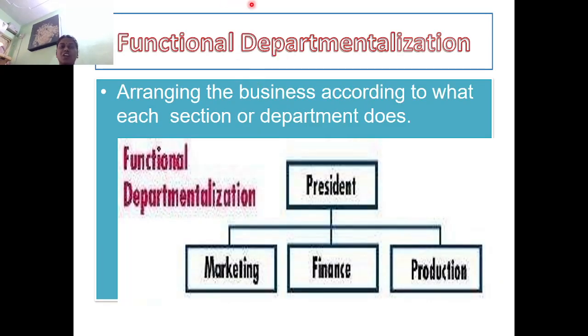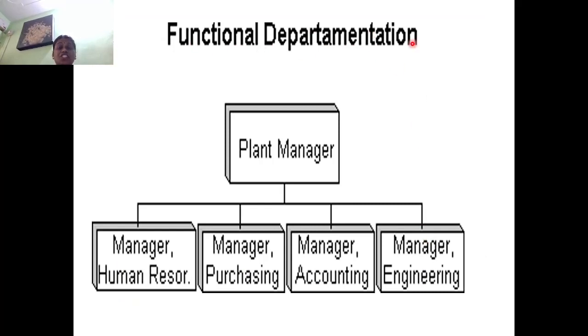Next, we will see functional. How does functional departmentalization take place? Arranging the business according to what each section or department does. So the president arranges the marketing department separately, the finance department separately, and the production department separately. Next, how does a functional department work? You will have a manager, and under him you have different departments: manager for HR, manager for purchasing, manager for accounting, and manager for engineering.